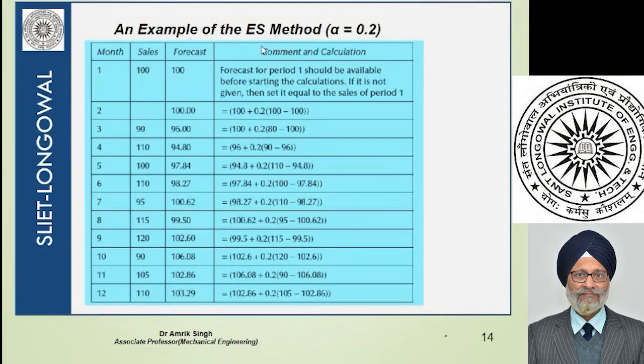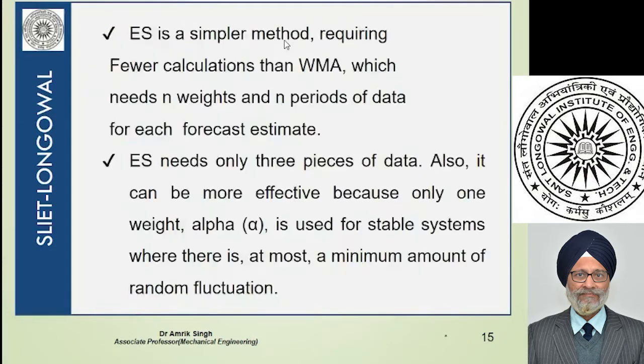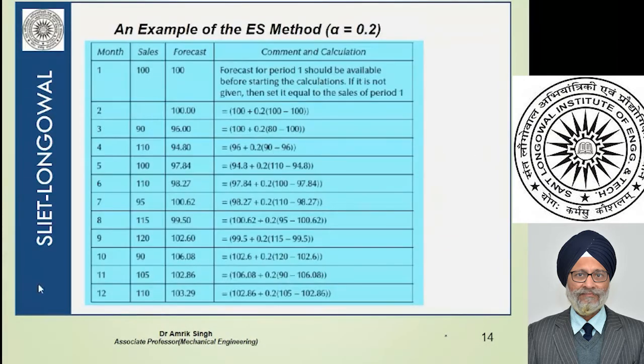This is the way we apply the exponential smoothing method. So these are the three methods, and they are very widely used. This is a simpler method. It requires fewer calculations than WMA, because you have to do only a very small number of calculations. Suppose you want to calculate for the 11th month straight away. You will be using the data of only the 10th month.